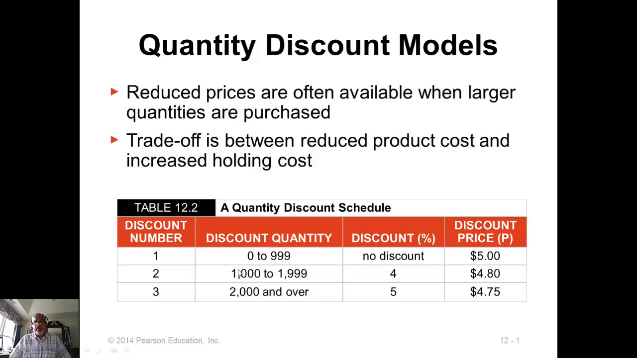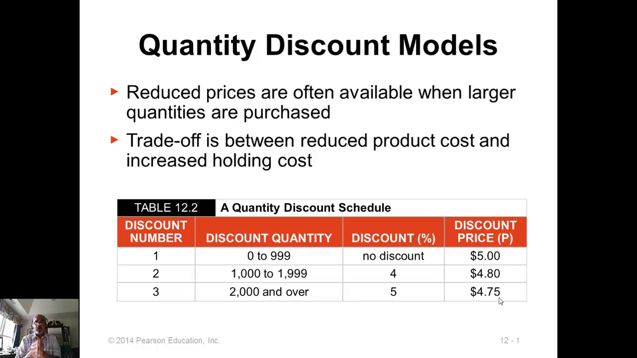And if you order 1,000 all the way up to 1999, we get a 4% discount. So your price per unit comes down to $4.80. And then anything 2,000 and over, you get a 5% discount, at $4.75. So now, in this case, the cost of the item is also dependent upon order quantity.